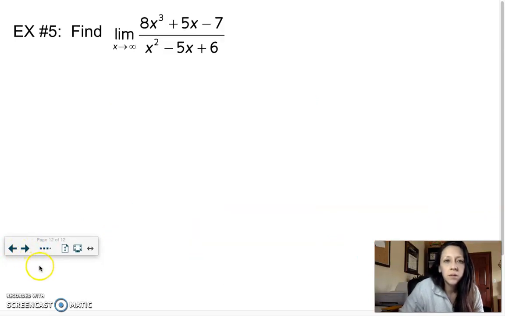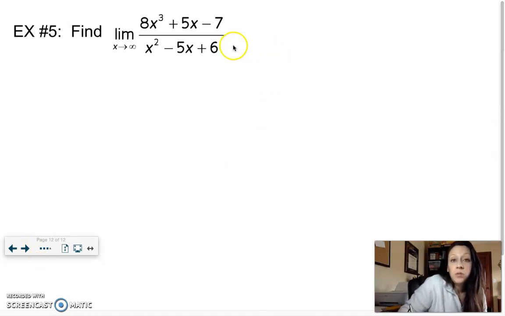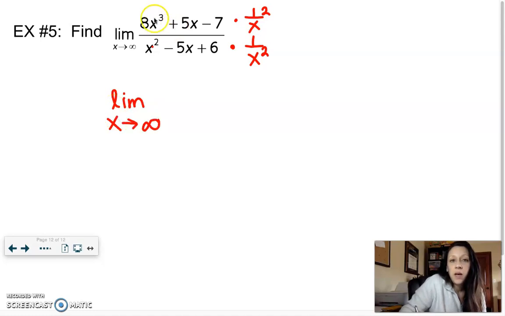There we go. Last one. So we're going to do the same thing. We're going to use the variable on the bottom as our driving factor. So we're going to say, let's multiply by 1 over x squared. Let's write it all out. I think I'll skip that middle step this time and just go ahead and say, I know it's going to be this over x squared.